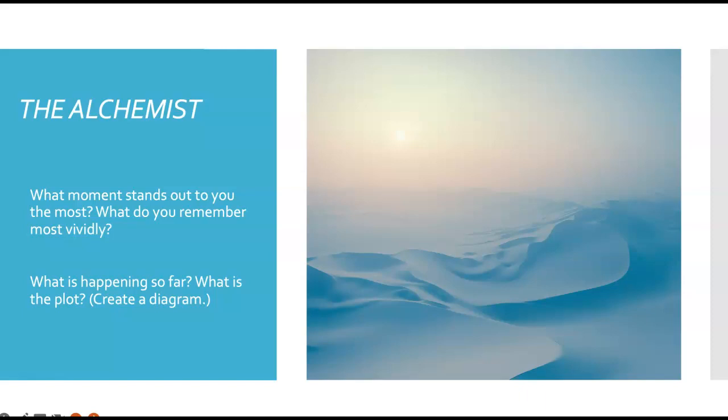The other thing you can do is create a plot diagram. So as things happen in the novel, a part of the plot happens, mark it on, make a diagram, make a map of things that are happening, and that will help you understand the trajectory of the novel, how it gets from start to finish, and what happens along the way so you don't forget.